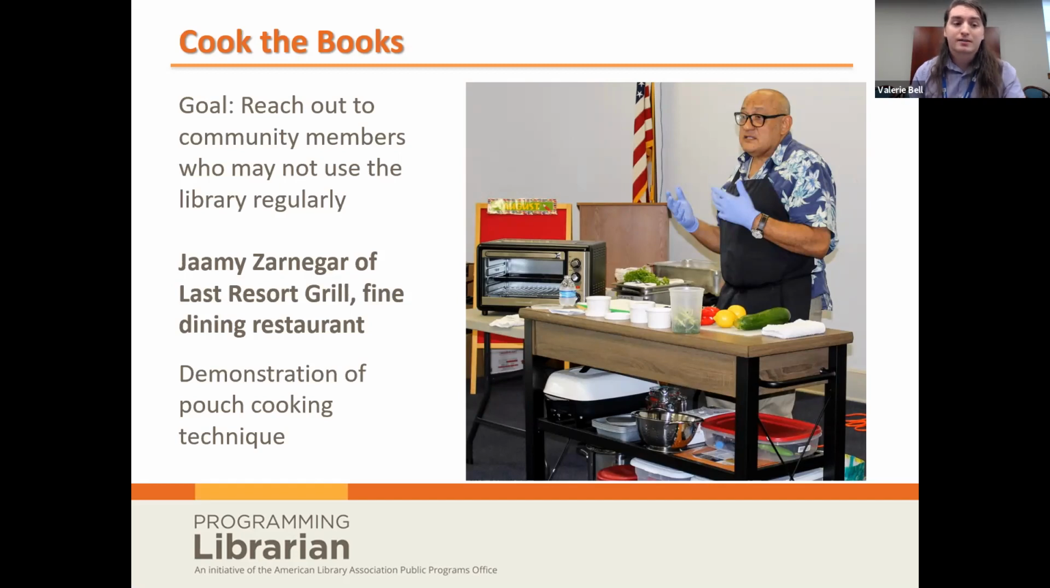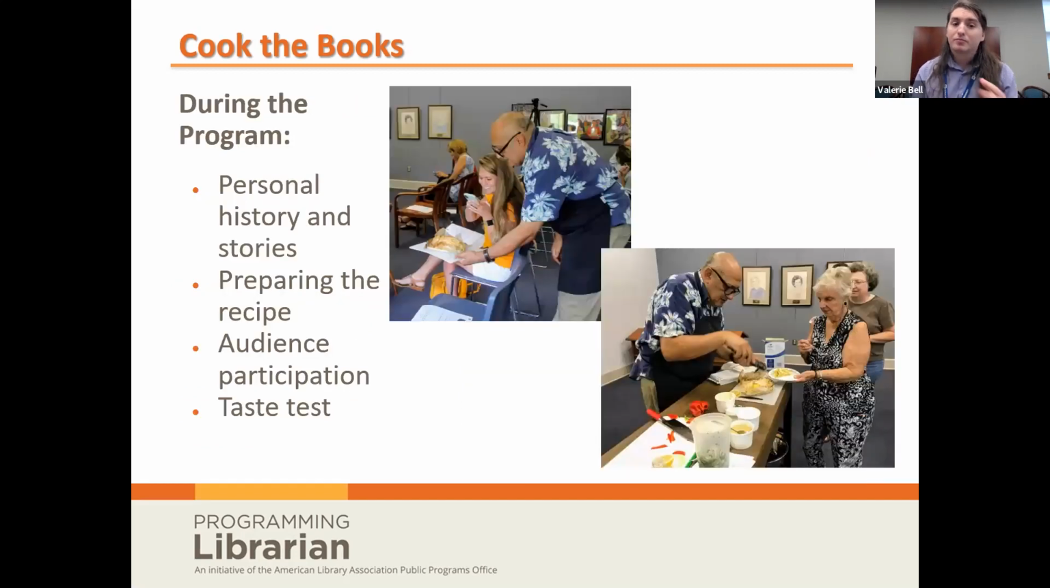Next slide, please. So during the program, he opened by sharing some stories and anecdotes about his path from cook to owner at Last Resort. And then he started talking the audience through the steps of making salmon with vegetables in that parchment paper pouch. Some of the ingredients he prepared ahead of time, like this wonderful Dijon cream sauce that went over the salmon. It was beautiful, but that was already made. And then he did some ingredient prep live during the program.